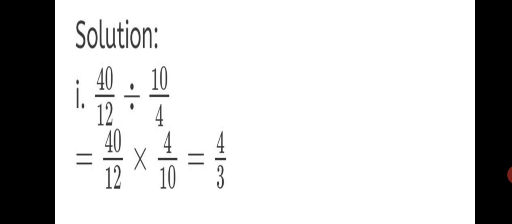40 into 4 you can multiply, which will give you 160 upon 12 10s are 120. Then cut the zeros and reduce to 4 upon 3. That is also possible. Okay. So whichever method of reduction you find easy, you can follow till you get the final answer 4 upon 3.